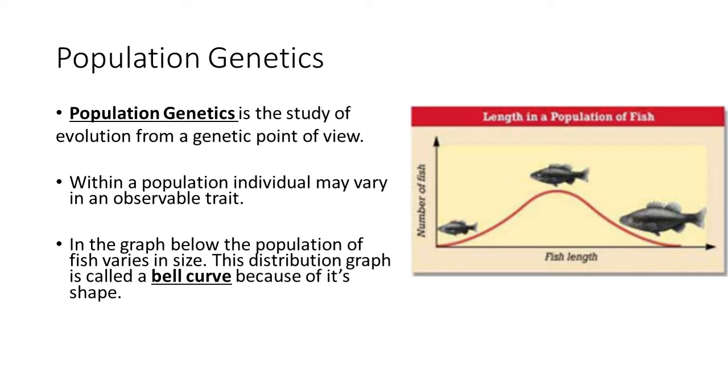This graph shows a population of fish varies in size, and this distribution graph is called a bell curve. What's the meaning of bell curve graph here? It means no natural selection happens here. All traits are found and they can survive in the environment. Different traits, and normal distribution here is shown by the bell curve graph.